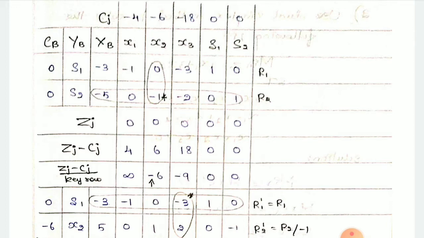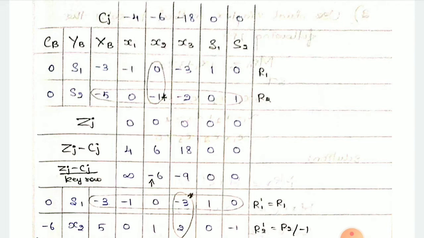Next we come to finding the key row. How to find the key row? In the XB column, the most negative value gives your key row. Among minus 3 and minus 5, minus 5 is the most negative. So the second row is your key row, that is R2 is your key row.